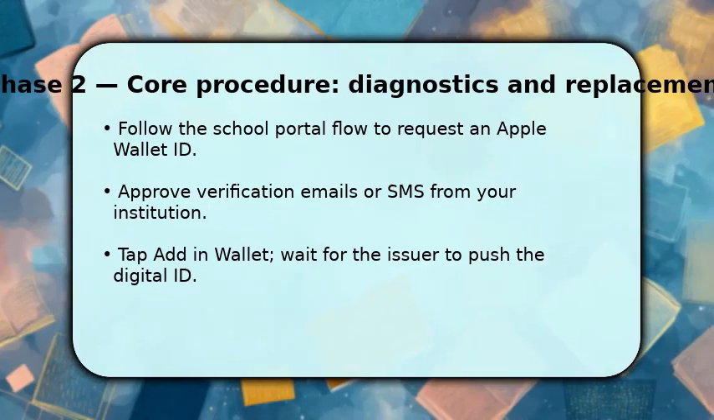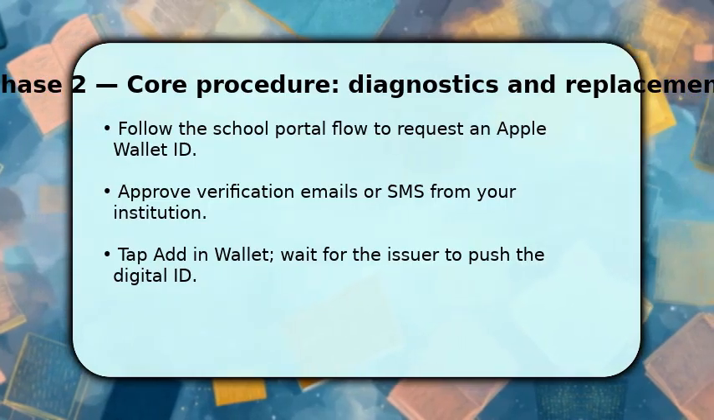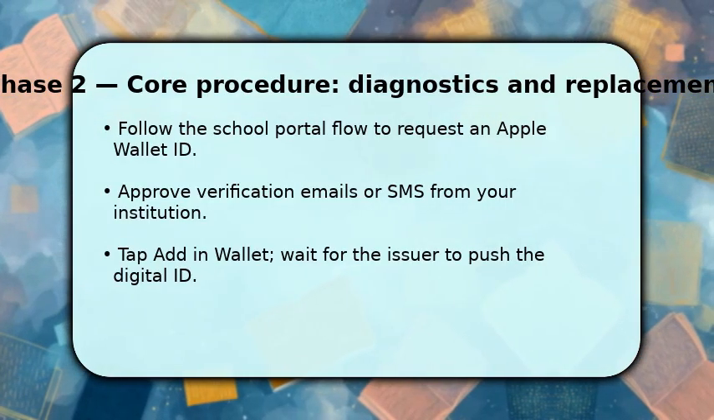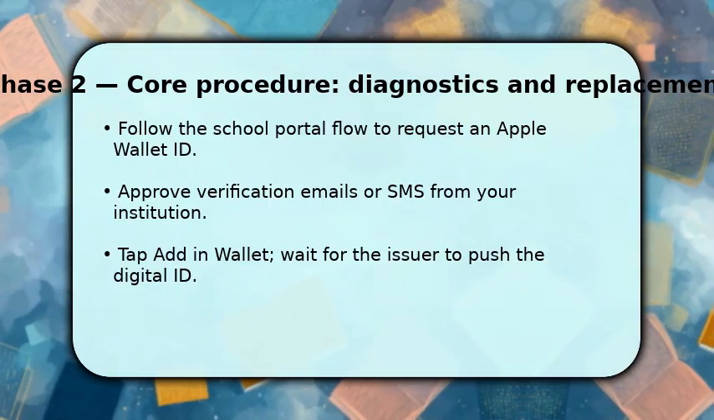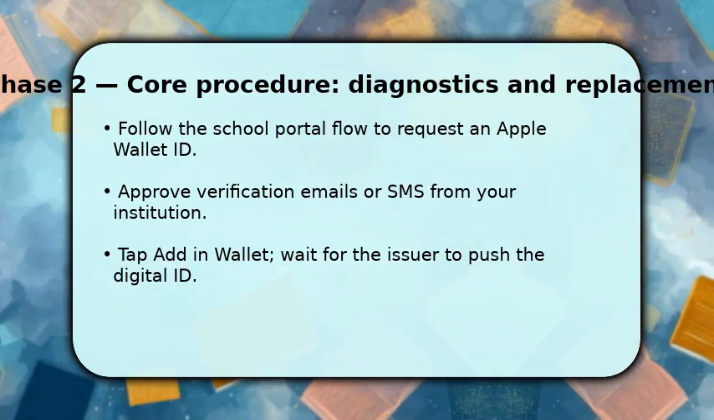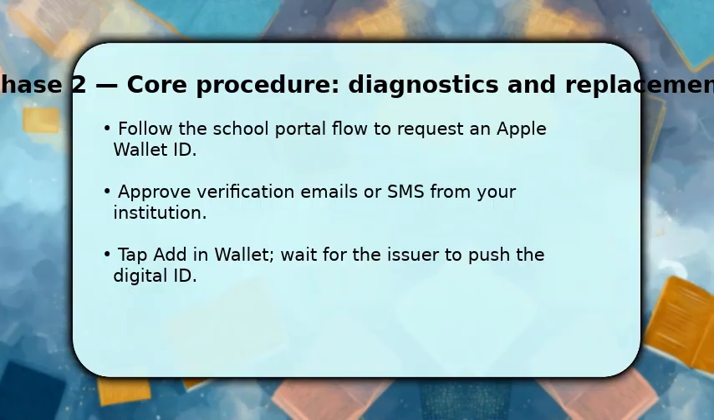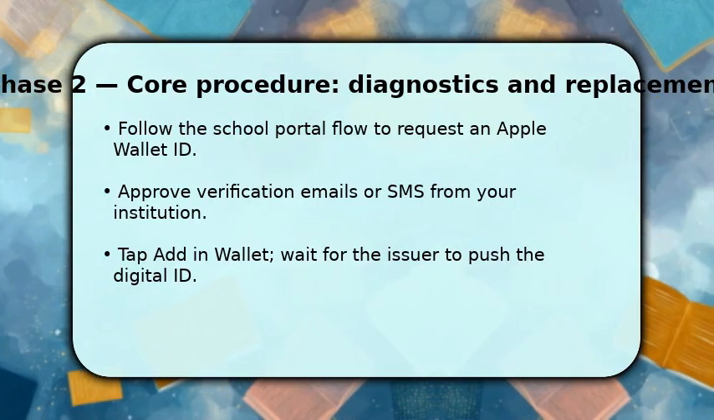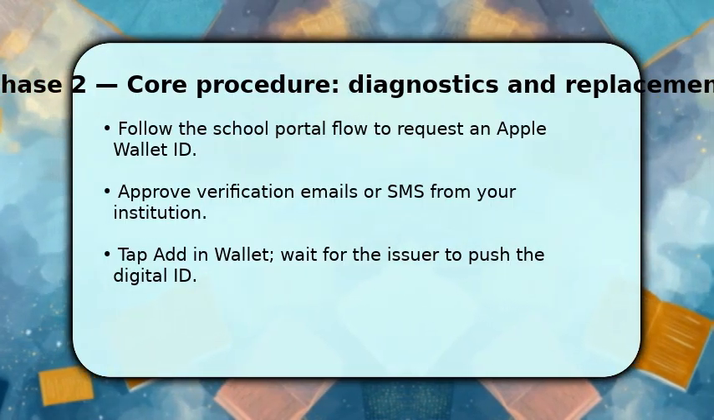Once the issuer prepares the card, tap Add in Wallet when prompted and authenticate with Face ID, Touch ID, or your passcode. After that, the digital student ID appears in Wallet. Allow notifications and location if prompted to enable quick access.